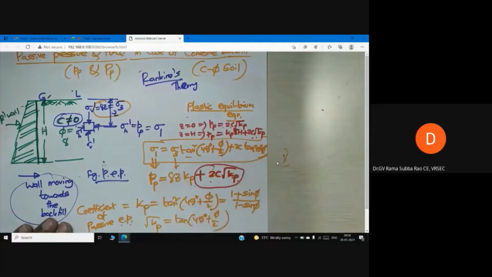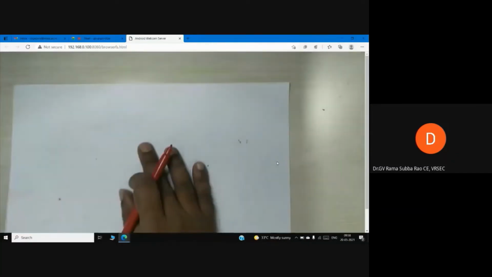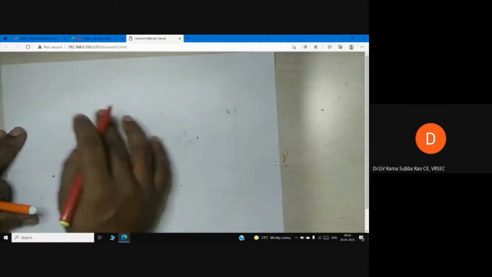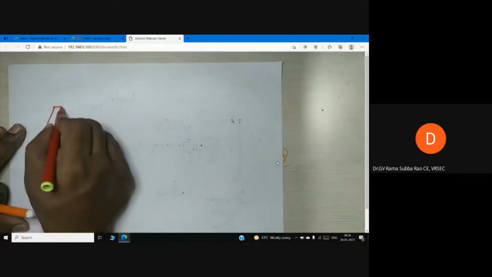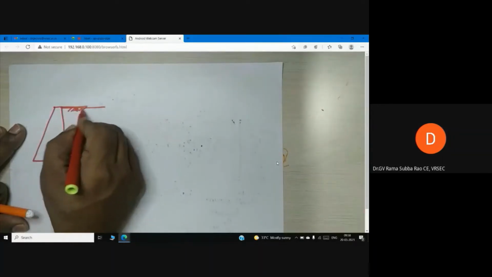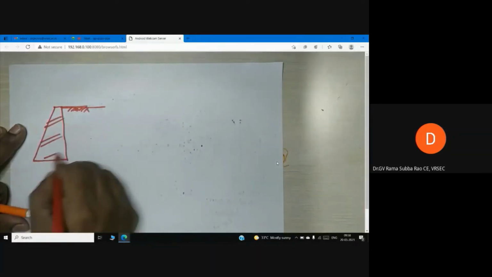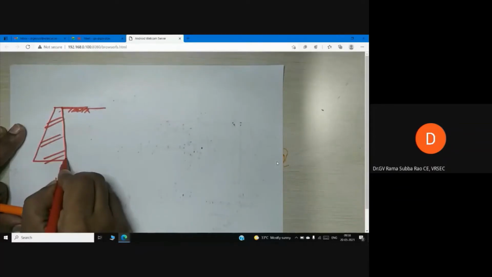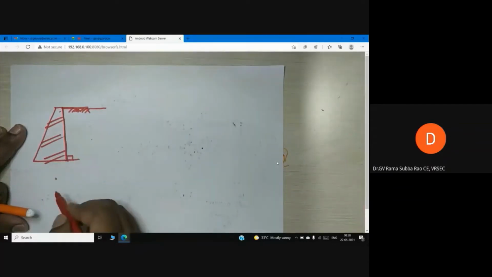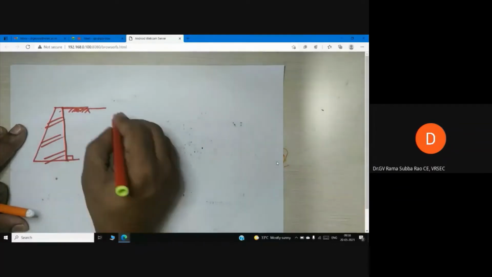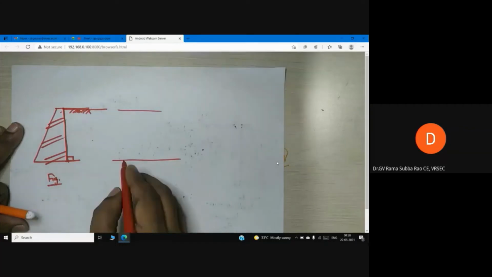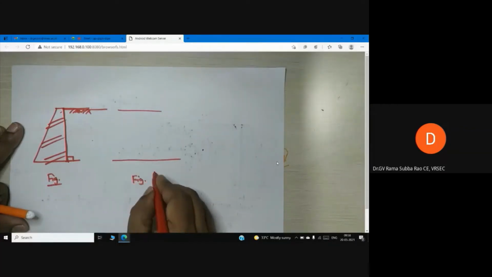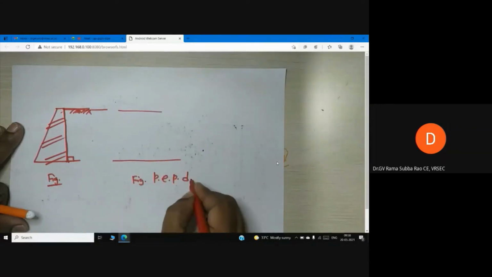Now I will write once again because it is comfortable for me. Here I have a retaining wall, no doubt. I'm using Rankine's theory. The back of the wall is smooth and vertical. This is my retaining wall. So the back of the wall is absolutely vertical, that means 90 degrees. Now I want to draw the pressure distribution diagram. This is the figure regarding the retaining wall. So now I am drawing the passive earth pressure distribution diagram.